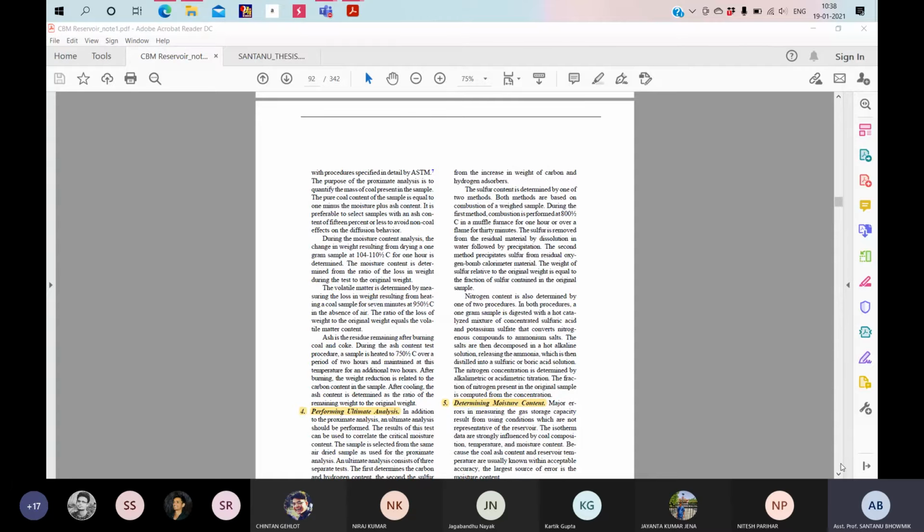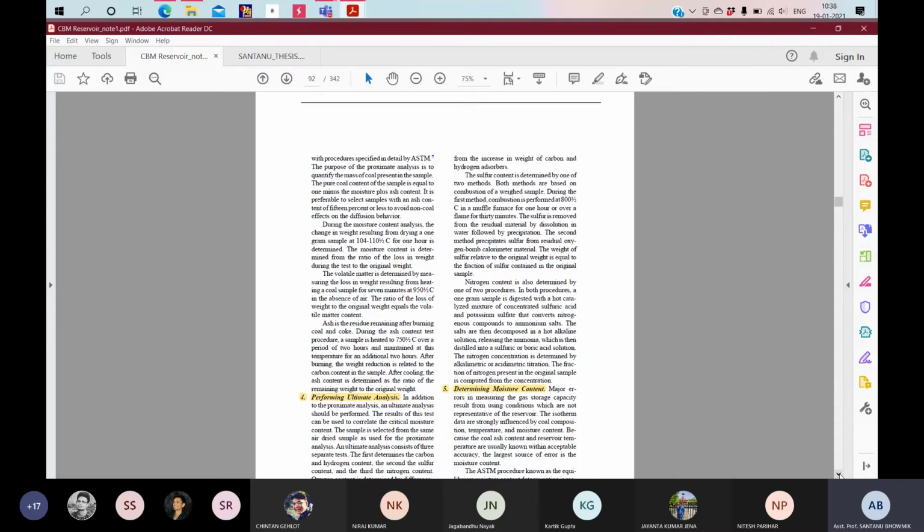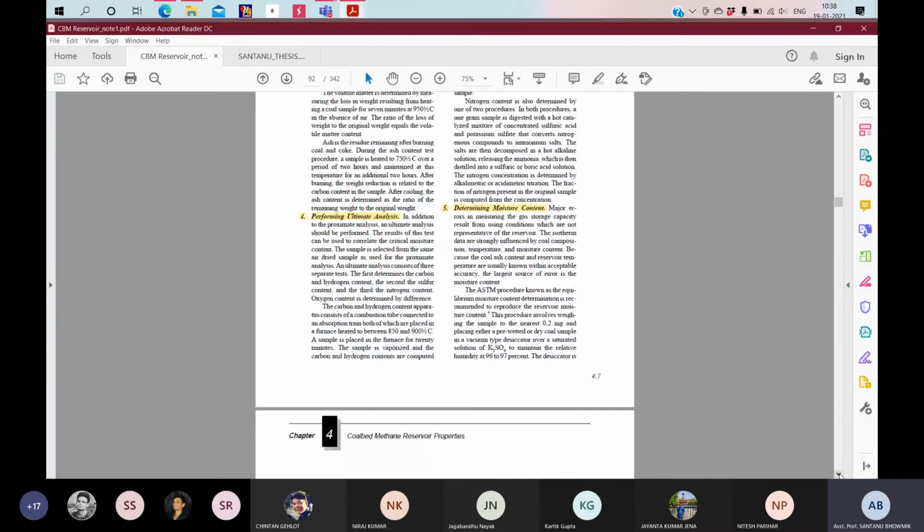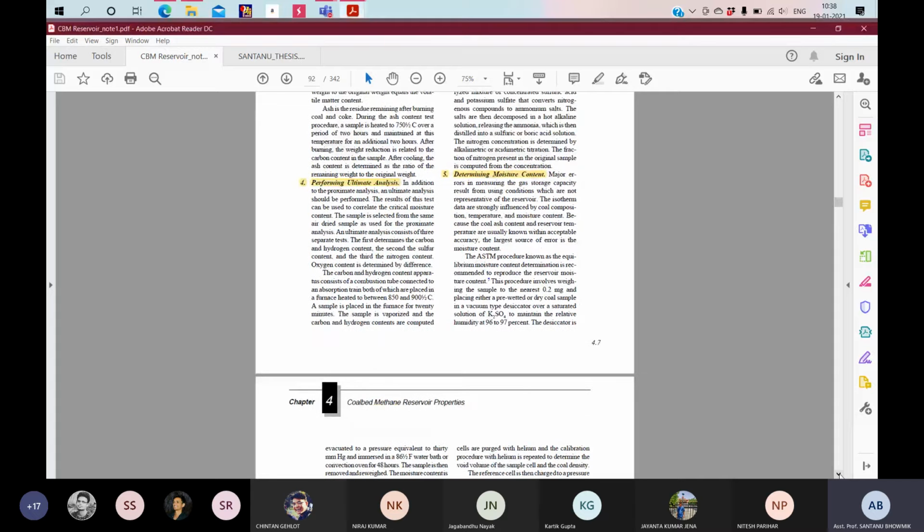Next, they have shown here determining the moisture content. Moisture is very, very important. Why? Because moisture is going to compete with the gas particles, and if there is any water saturation inside the coal, it is obviously going to block the free pore spaces which are otherwise accessible to the gas particles. So it will show very low gas storage capacity.